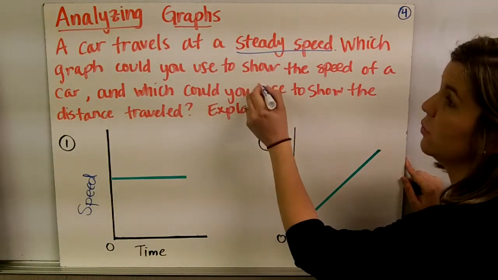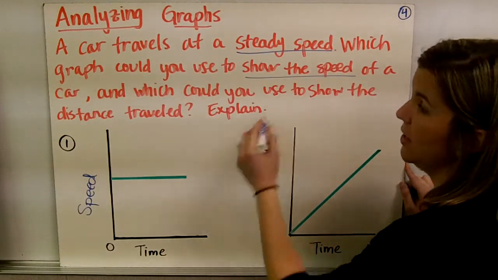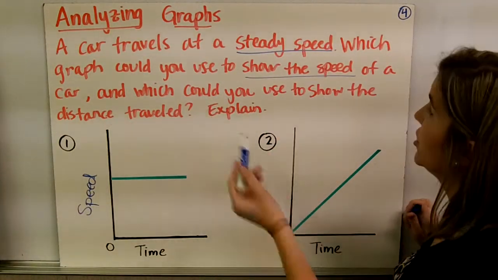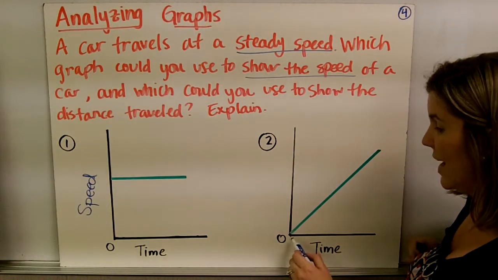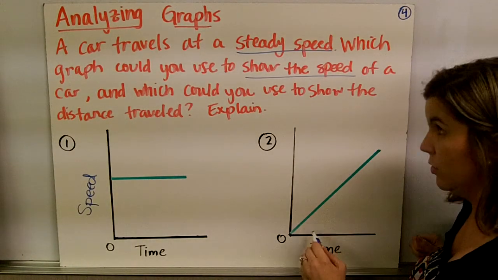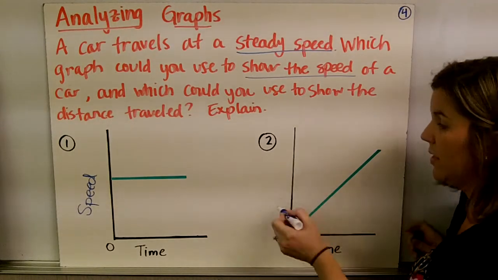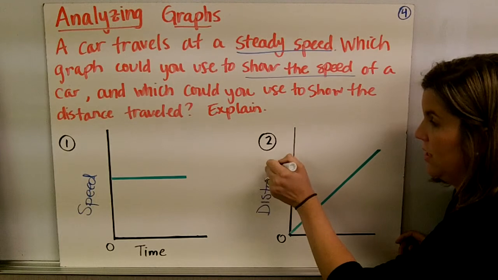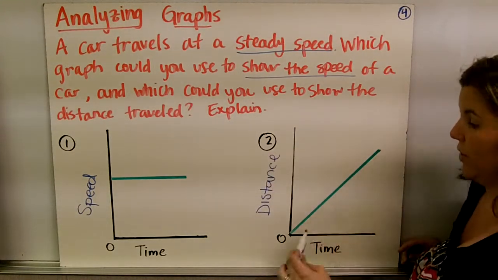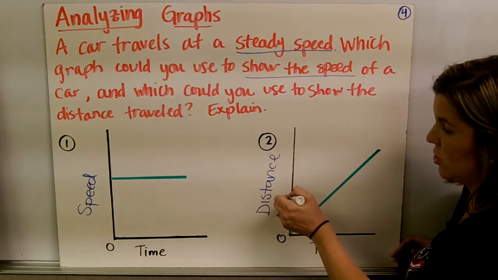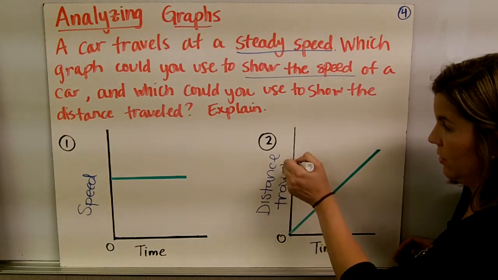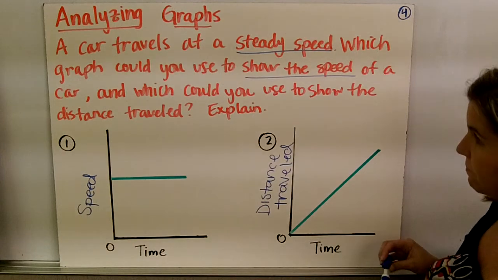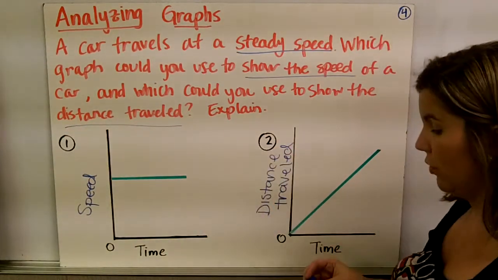So it says, which graph could you use to show the speed? That would be graph 1. Which could you use to show the distance traveled? So as time goes on and you're going at a steady speed, then distance is increasing. So you see that the line is going with an upward slope. So distance traveled is increasing. And that would be graph 2.